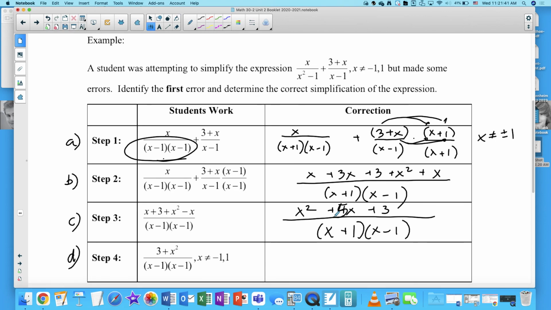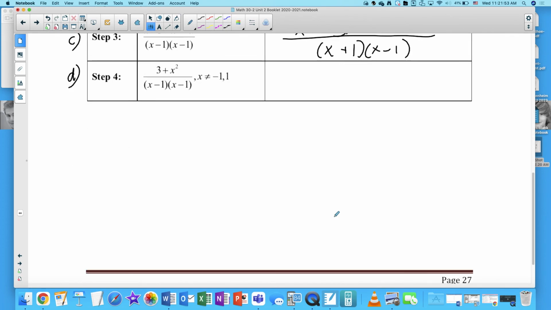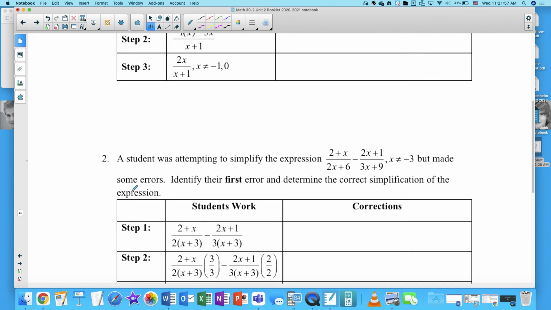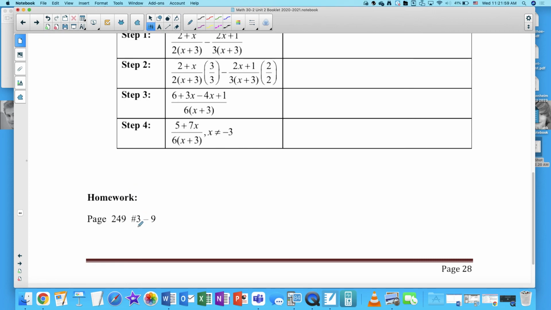So I would like you guys to try a couple of these. There's a few on the next page. Questions 1 and 2. Your homework is page 249, numbers 3 to 9. I highly recommend you trying a few of these tonight before the quiz. Maybe just pick 2 or 3 multiplication, 2 or 3 addition and subtraction, and 2 or 3 division, right? Do a couple of each.